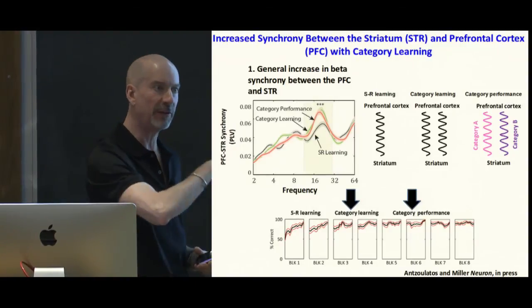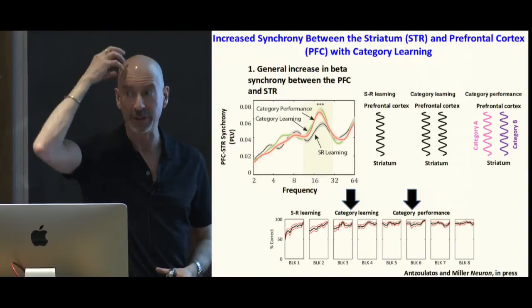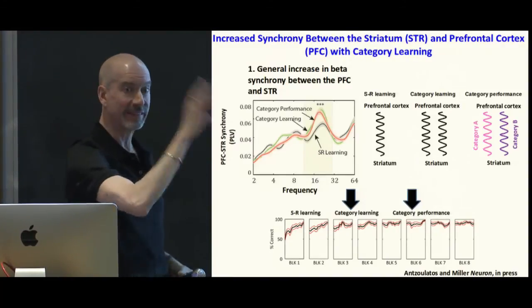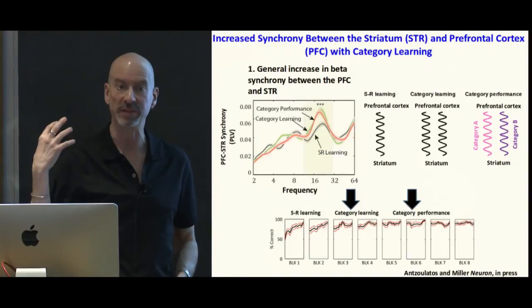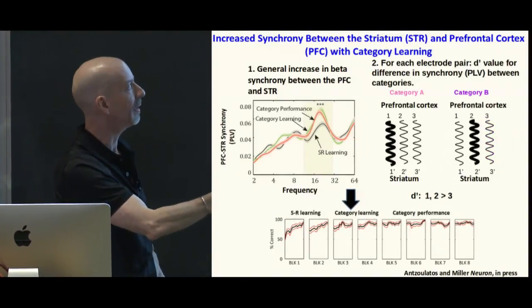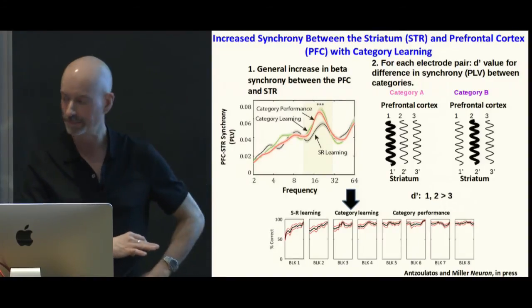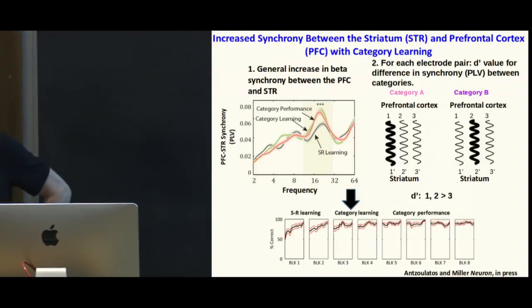So I showed you in the previous experiment rule-specific patterns of beta within the prefrontal cortex. Now we're seeing the same thing, but between the prefrontal cortex and striatum. Stronger synchrony for some electrode pairs for one category, stronger synchrony for other electrode pairs for the other category. So that's what we found. Here's how we found it.